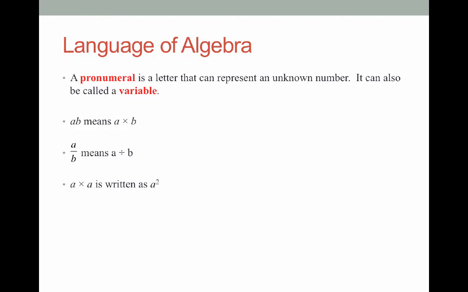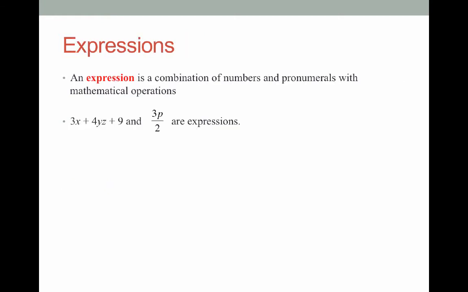If we had two of the same variable being multiplied together, for instance, A times A, that would be written as A squared. Now you've got to remember that these variables, these pronumerals that we're looking at, represent numbers. So for instance, if A was 3 and B was 2, AB would mean 3 times 2. A over B would mean 3 divided by 2. And A times A would mean 3 times 3 or 3 squared. So these letters just represent numbers that we're not sure of right now.